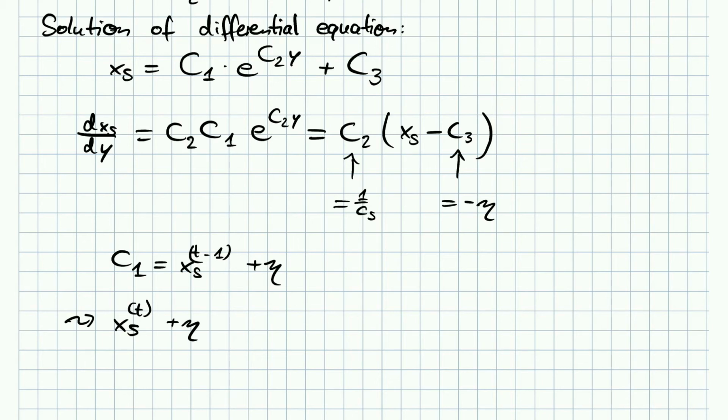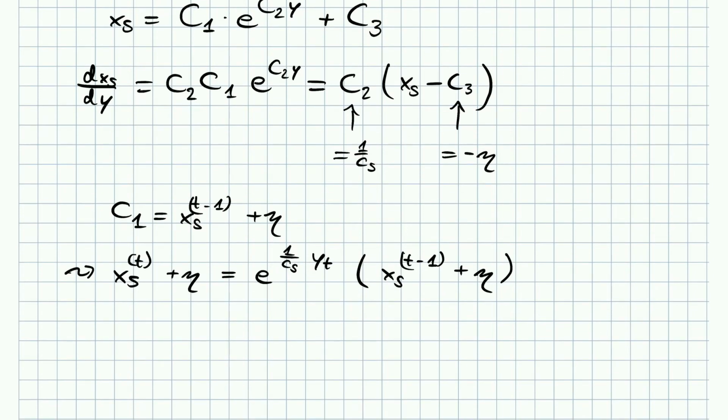That x_s at point t plus eta will have to be e to the power of 1 over c_s times y_t, and this is multiplied by x_s at point t minus 1 plus eta. And how do we want to choose this y_t? We want to choose this y_t so that we're getting a feasible solution. So y_t is the smallest value such that x_t is feasible.